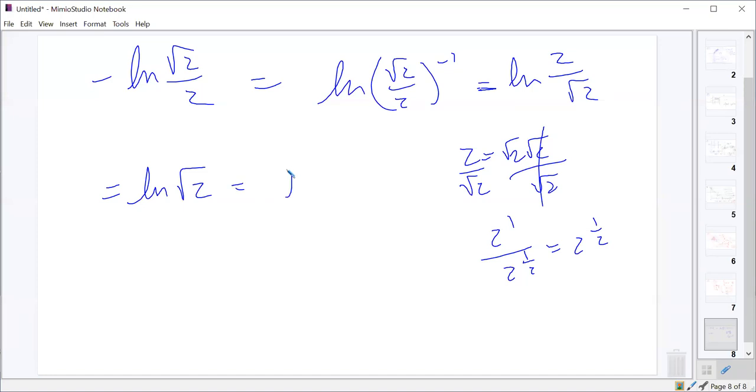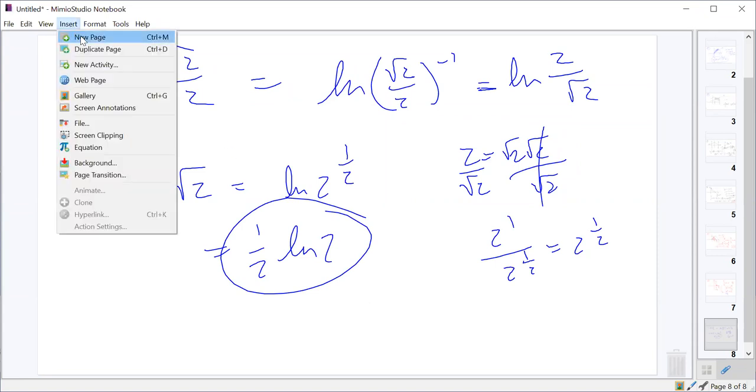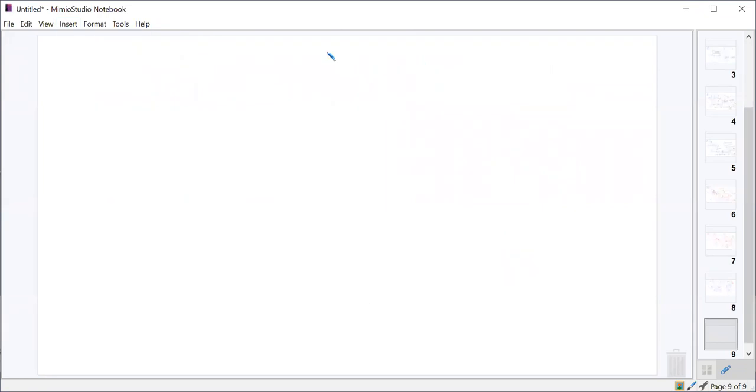So this is natural log of 2 to the 1/2, which is the same as 1/2 natural log of 2, which is finally an answer choice. Good or no? Makes sense. Wonderful. What was that? That was 10, right?